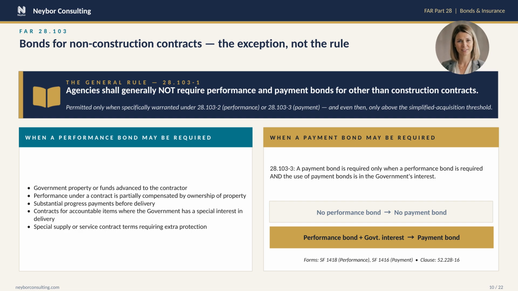Section 28.103 is short, but its message is loud. Bonds are the exception for non-construction contracts, not the rule. That blue strip across the top quotes the regulation directly. Agencies shall generally not require performance and payment bonds for other than construction contracts. So when can the contracting officer ask for one?